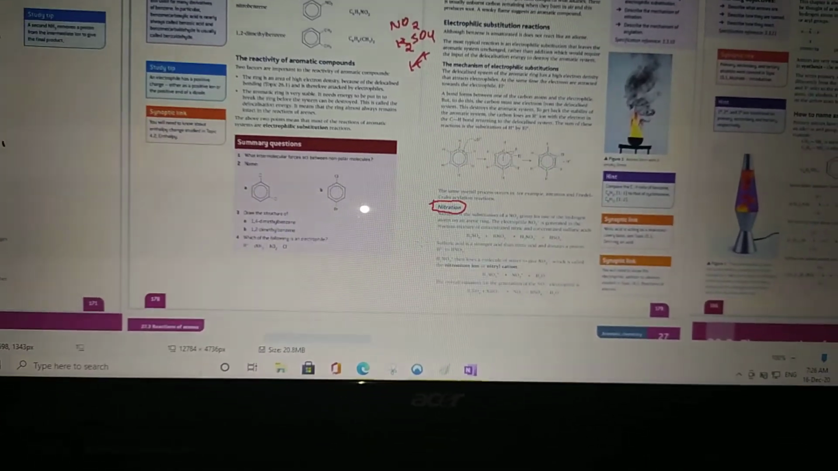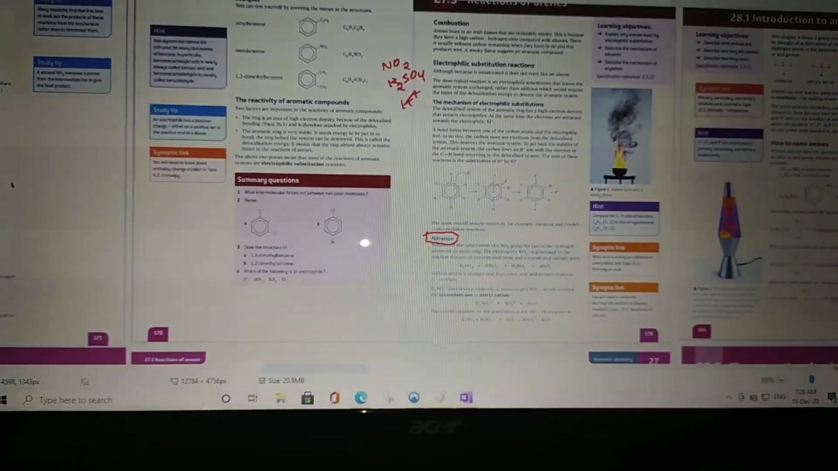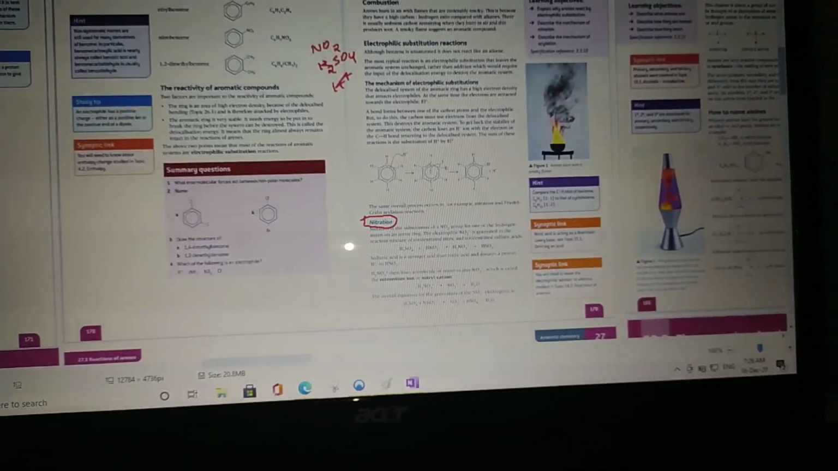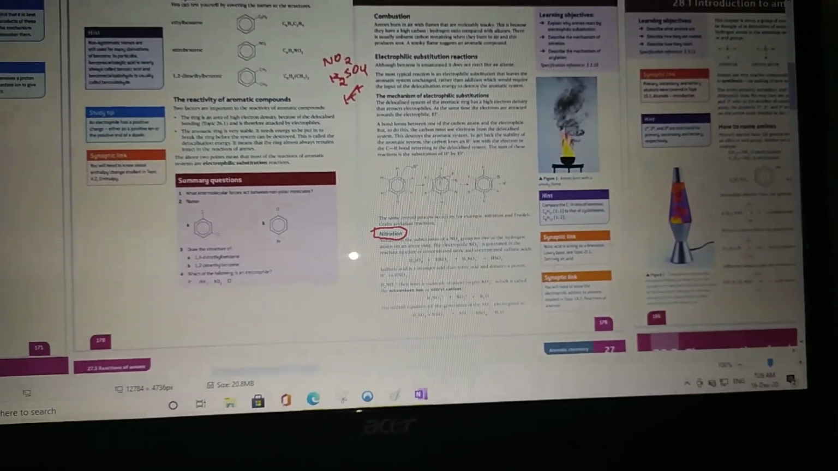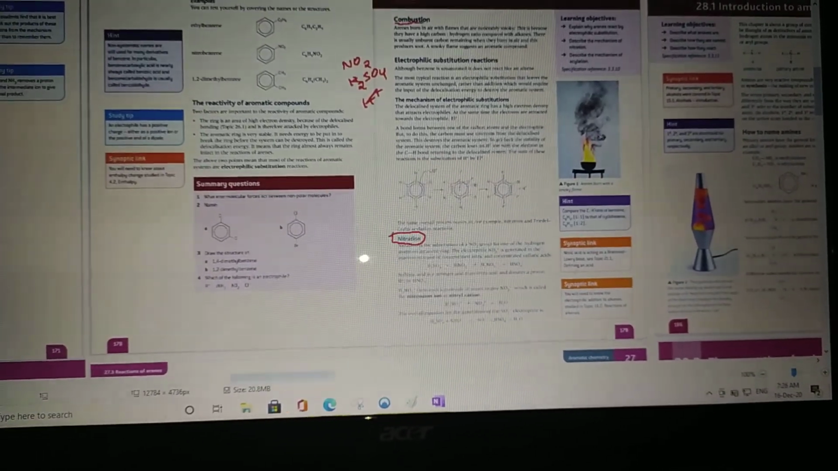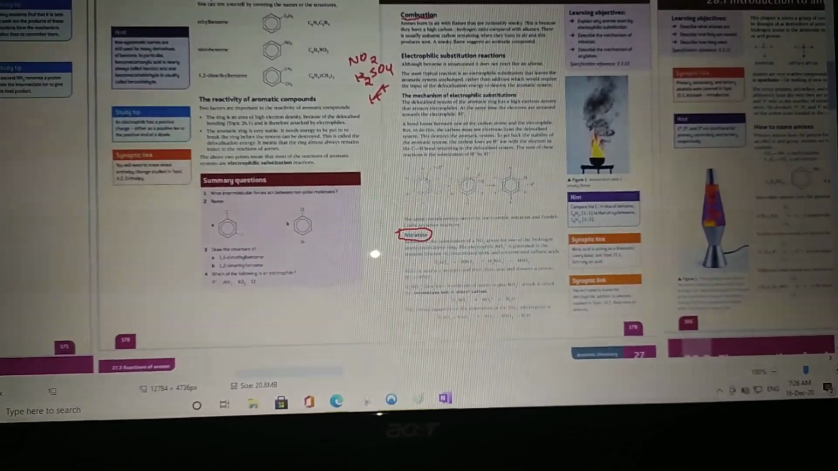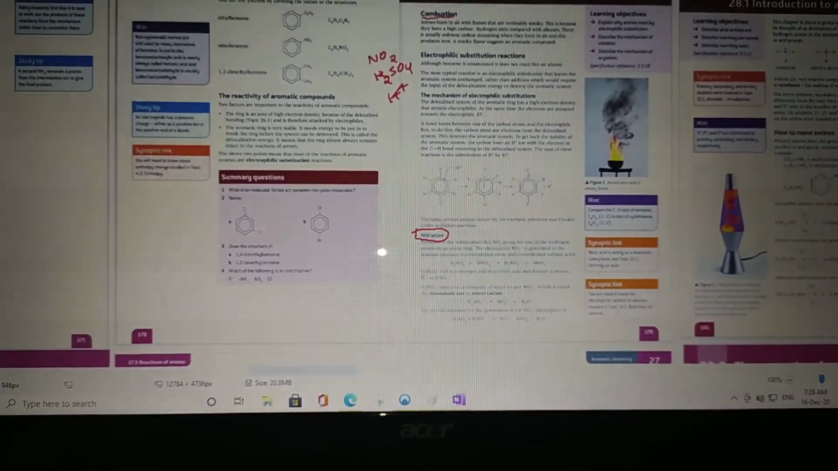Now, basically, you can see in the combustion reaction that when burnt in air, the flames are noticeably smoky. Why? Because of being unsaturated, they have a high carbon to hydrogen ratio compared with alkanes. There is usually unburnt carbon remaining, and when they burn in air, this produces soot. A smoky flame suggests an aromatic compound.